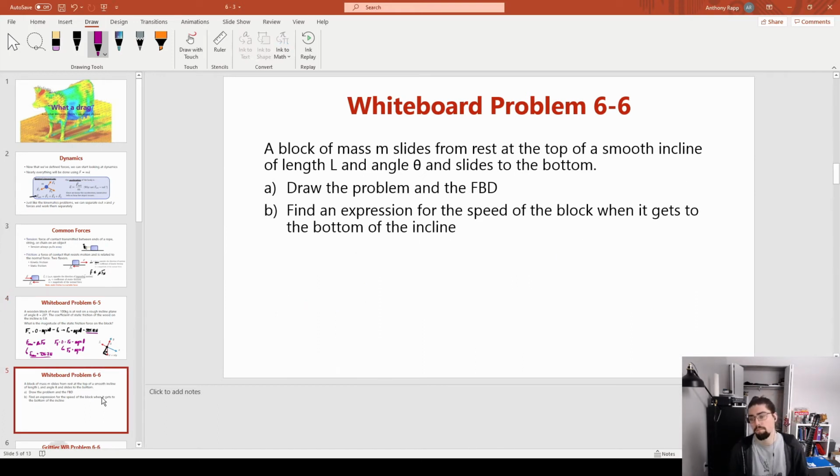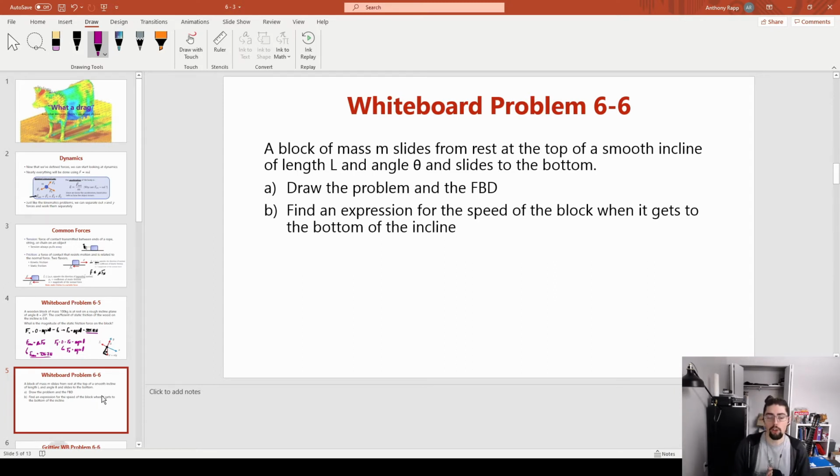Let's look at this problem. I've got a block of mass m, symbolic problems, slides from rest at the top of a smooth incline of length L and angle theta, and slides to the bottom. So, when we're talking about a smooth incline, what does that imply? No friction, or such little friction that it's not a big deal. Right? Negligible friction is probably the best way to say it, but we might as well say no friction because we're not really going to consider the friction.